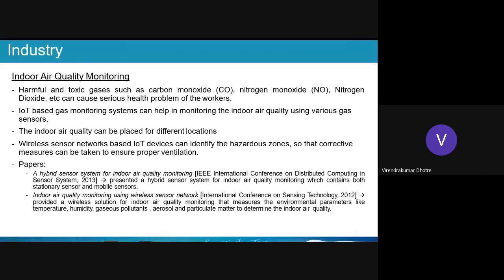using the various gas sensors which are available. Indoor air quality can be checked by locating these sensors at different locations, collecting the data and taking the necessary steps. Even WSN, wireless sensor networks, we can use to identify hazardous zones, where the air quality is very bad. We can avoid going inside, or take necessary actions so that these zones can be made air purified. So we can take corrective measures based on this analysis.